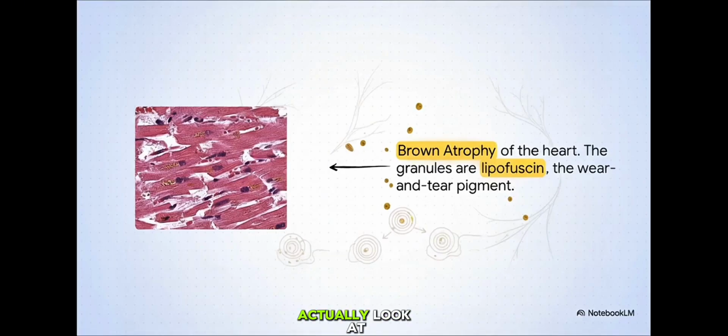And when you actually look at these atrophic cells under a scope, this is what you often see. This is called brown atrophy of the heart. You see those little brown specks inside the cells? That's lipofuscin pigment. We call it the wear and tear pigment. It's basically just the leftover junk, the undigested bits from all that autophagy. It's a dead giveaway that a cell has been through some serious atrophy.